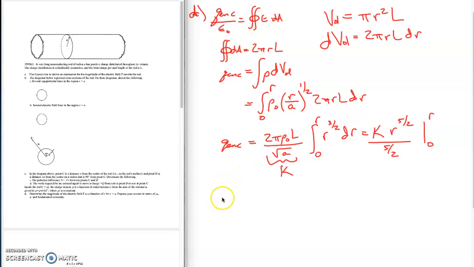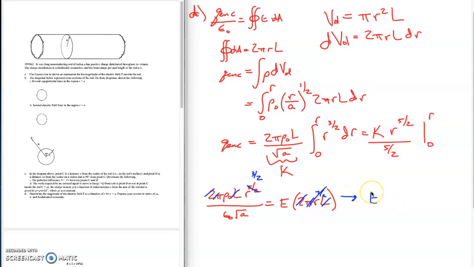So what is that going to look like? Well, this K here that I didn't want to bother rewriting is all of this junk. So on the left side, we will have 2 pi rho naught L r to the 5/2 all over epsilon naught square root a, equals E, and then 2 pi r L on the right side. And we can cancel some things out. So the 2 and the pi and the 2 and the pi, and that L and this L, and this r is a 2 over 2r. So we have a 5 over 2 and then a 2 over 2. And using the rules of the exponents, that's going to turn this guy into a 3/2.